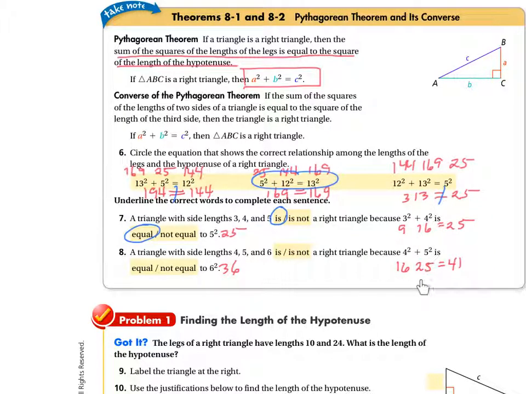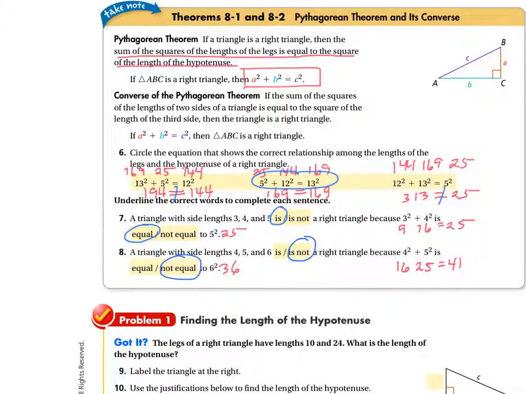So 4 squared is 16, 5 squared is 25. If you add those together, don't you get 41? Does 41 equal 6 squared, which is 36? No. So what do you say? It is not a right triangle because those are not equal values.